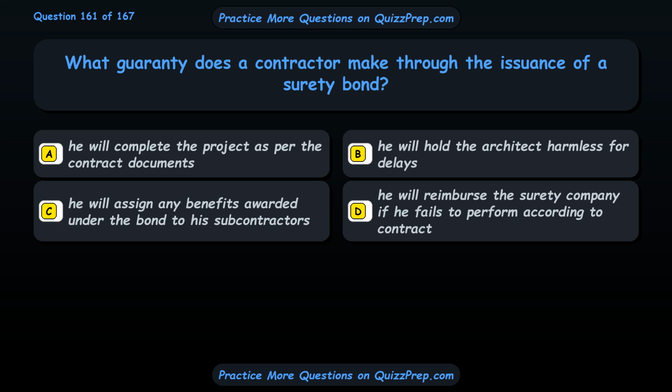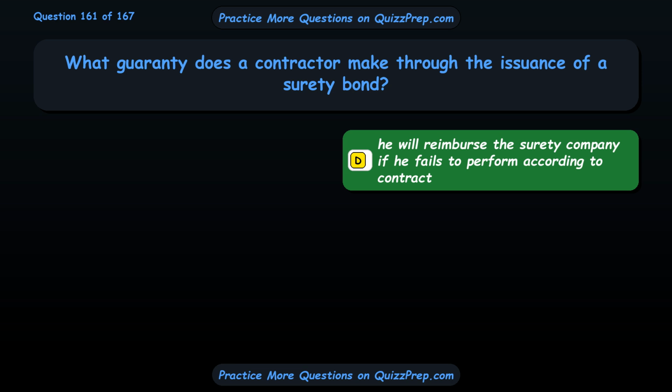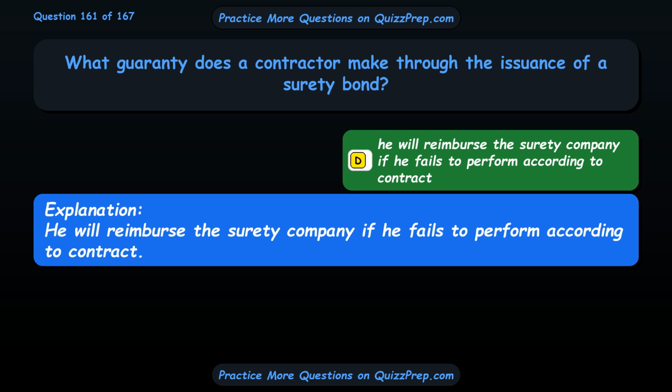Question 161. What guarantee does a contractor make through the issuance of a surety bond? Option A, he will complete the project as per the contract documents. Option B, he will hold the architect harmless for delays. Option C, he will assign any benefits awarded under the bond to his subcontractors. Option D, he will reimburse the surety company if he fails to perform according to contract. The correct answer is option D, he will reimburse the surety company if he fails to perform according to contract.